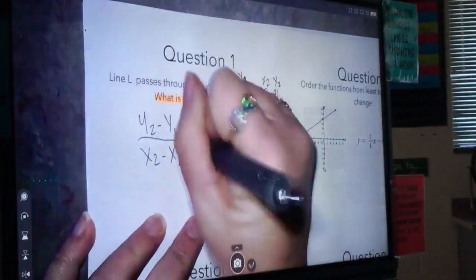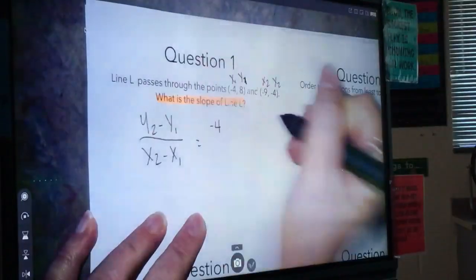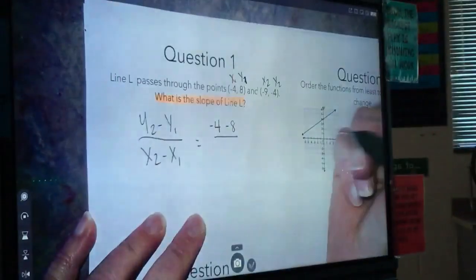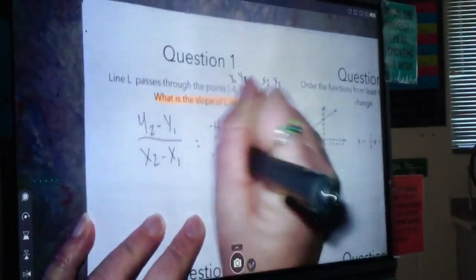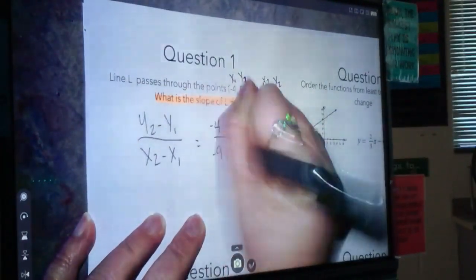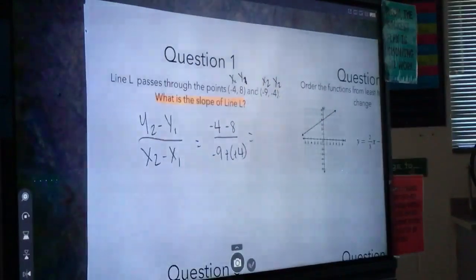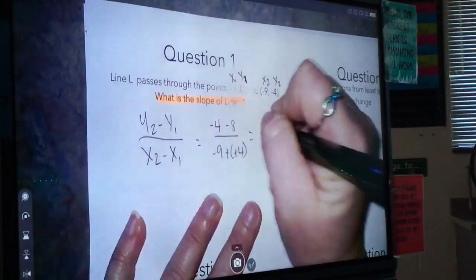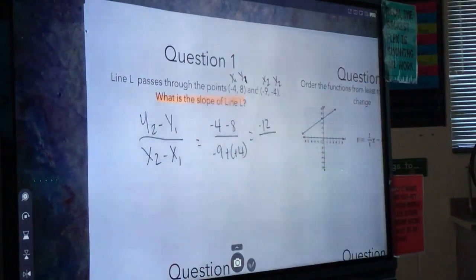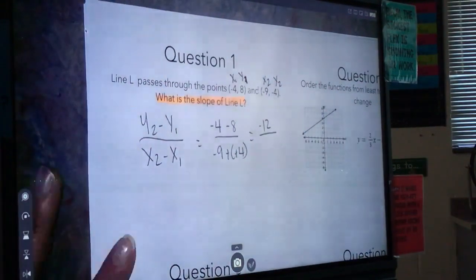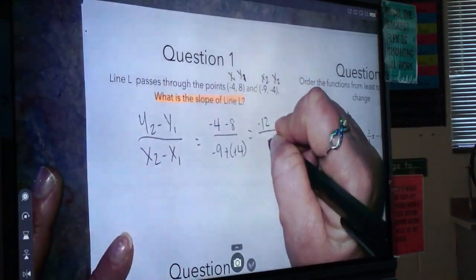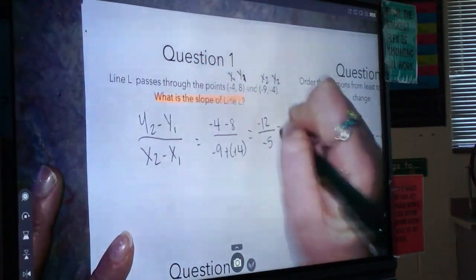So I'm going to do -4 minus 8, and I'm going to do -9 minus the -4. This is keep, change, change. So what do you get when you do -4 minus 8? Ariana? -12. And then what do you get when you do -9 plus 4? Ariana? -5.